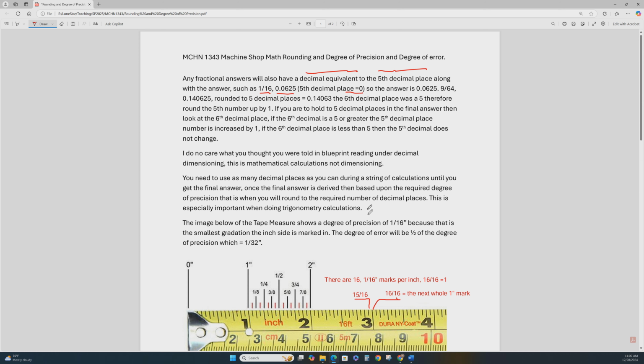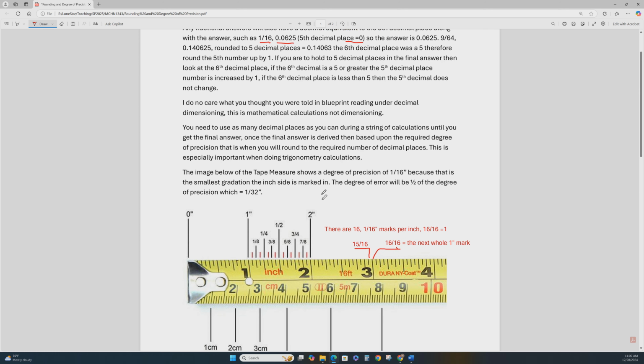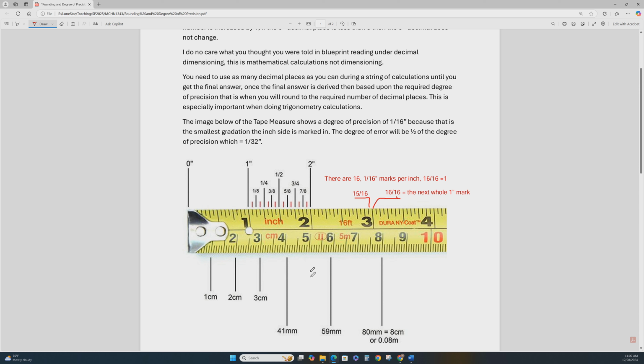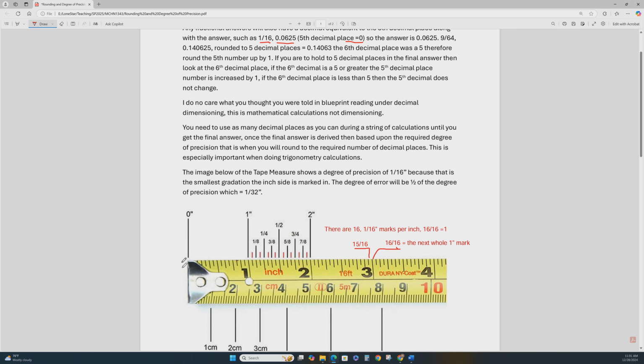All right, so let's look at degree of precision. This is a conventional tape measure. Well, this is in decimal land down here. We're going to ignore that. And we're up here in normal land. The image below of the tape measure shows a degree of precision of 1/16 of an inch. Why is that? Because it's graded, and the smallest gradations is 16. See? 1, 2, 3, 4, 5, 6, 7, 8, 9, 10, 11, 12, 13, 14, 15, 16.